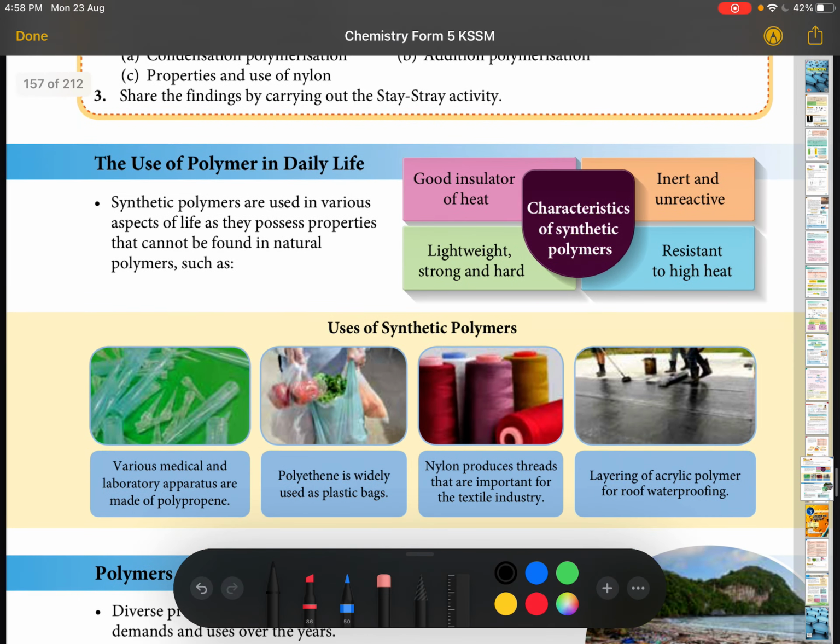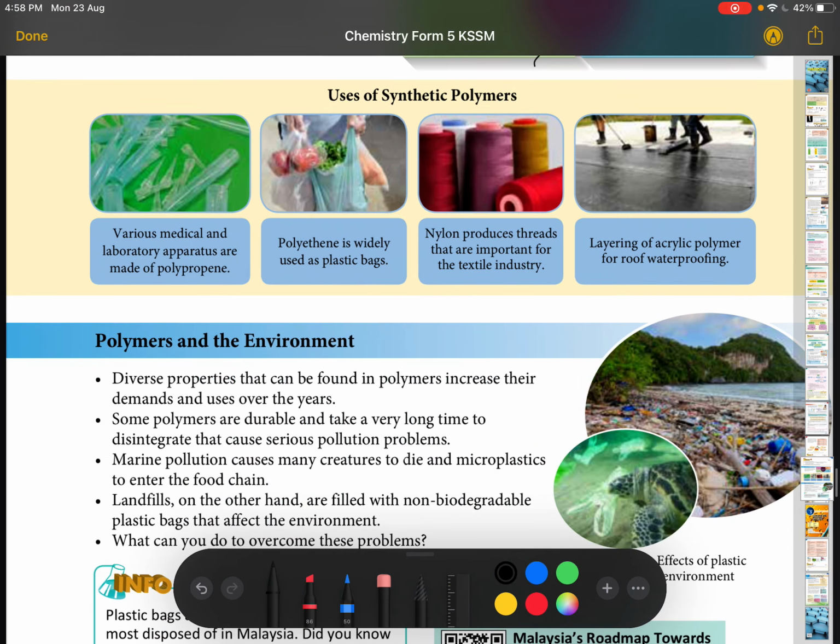So these are the uses of polymer. This should be pretty obvious. It is an insulator, it cannot conduct. It is strong and hard, it is resistant to high heat, it is also unreactive. It's pretty useful, but it's very pollutive, especially synthetic polymers.